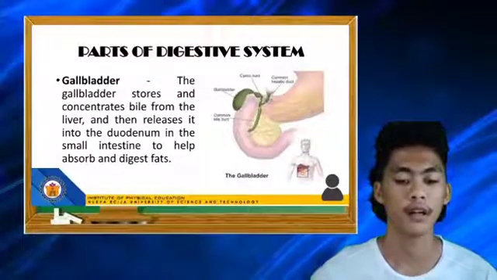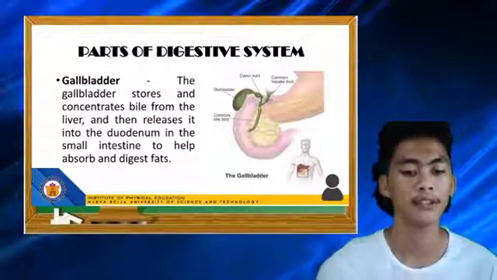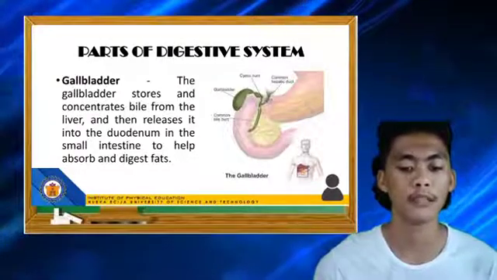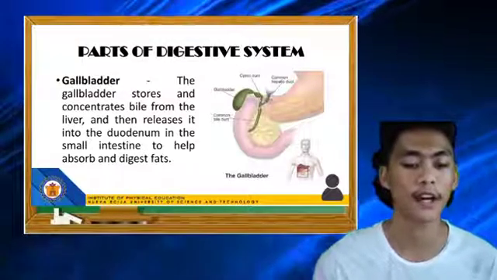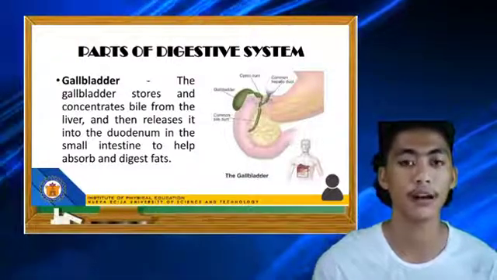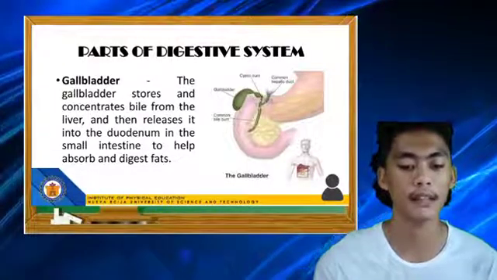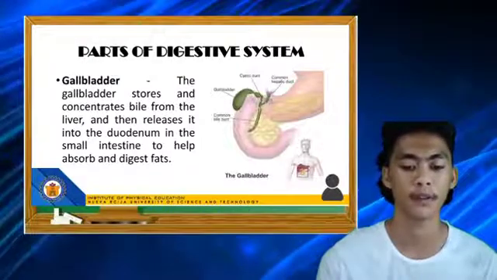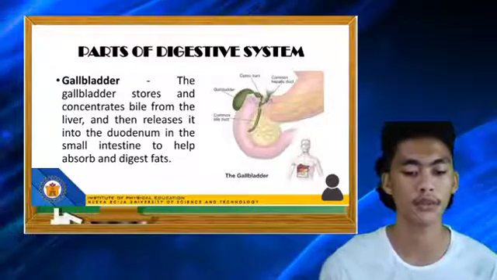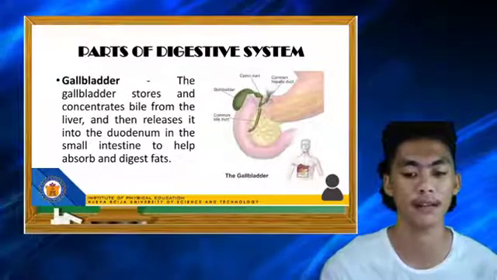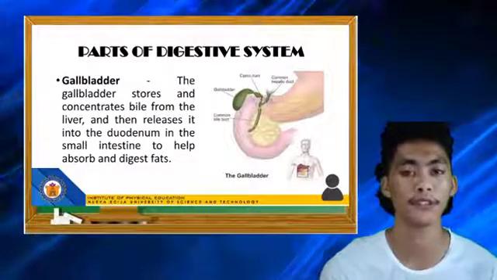Gallbladder. The gallbladder stores and concentrates bile from the liver, and then releases it into the duodenum in the small intestine to help absorb and digest fats. The gallbladder is an organ found in your abdomen. Its function is to store bile until it's needed for digestion. When we eat, the gallbladder contracts or squeezes to send bile into your digestive tract. Gallbladder disorders such as gallstones are common digestive conditions.